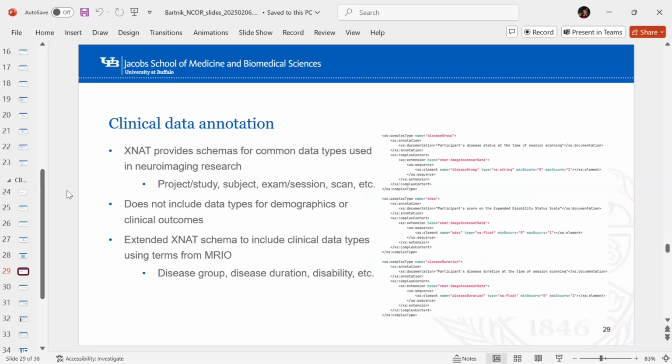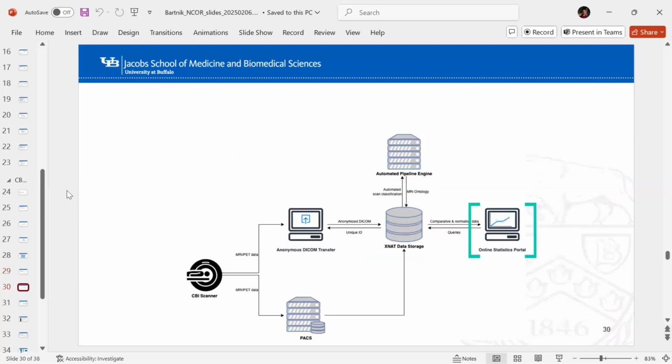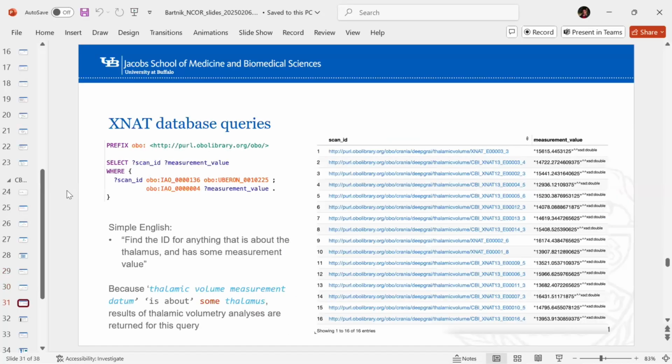We also extended the relational data that was already in XNAT by adding some additional clinical data types. These actually came from things like Uberon, Mondo. I think the cell ontology might have shown up in here as well. But a lot of clinical data wasn't in XNAT because it's imaging focused, so we were able to just add that and extend the queries that we can do that way.